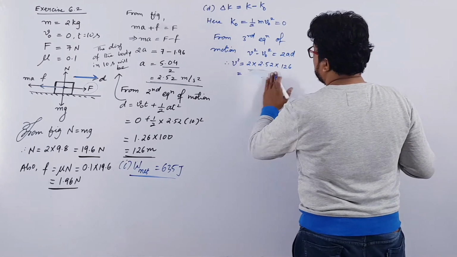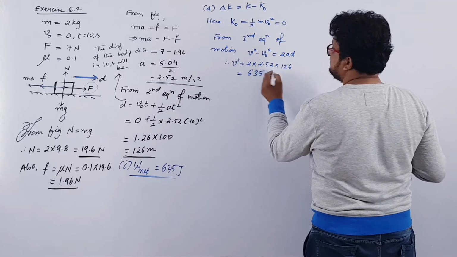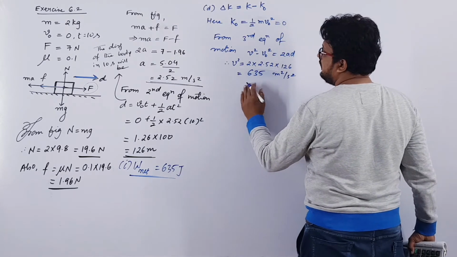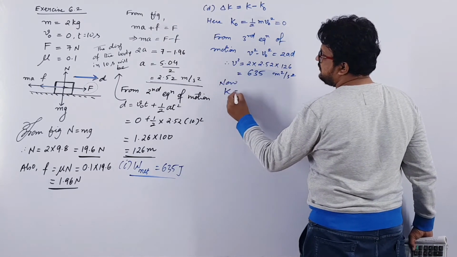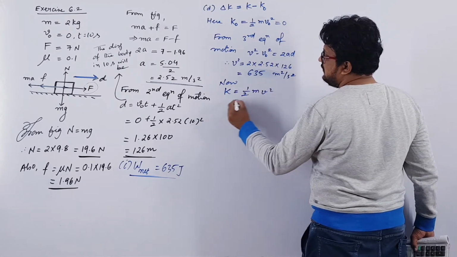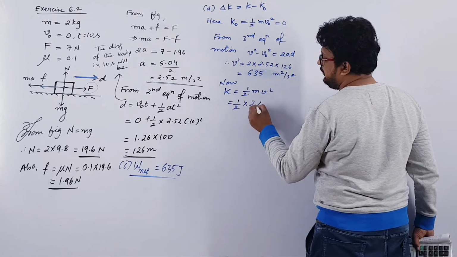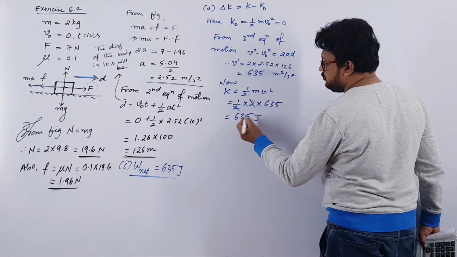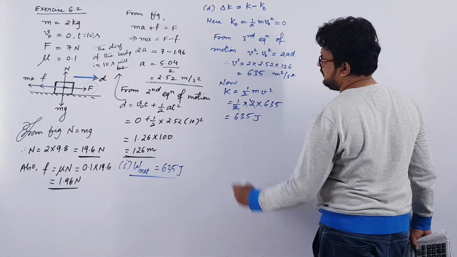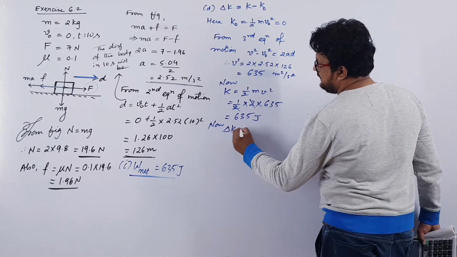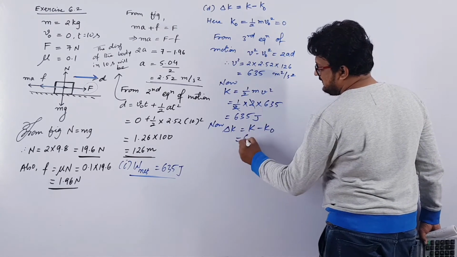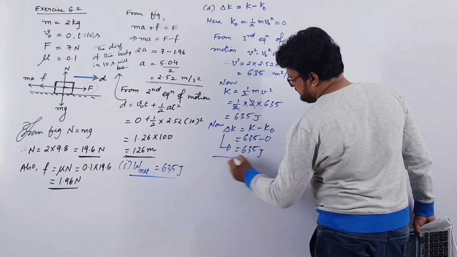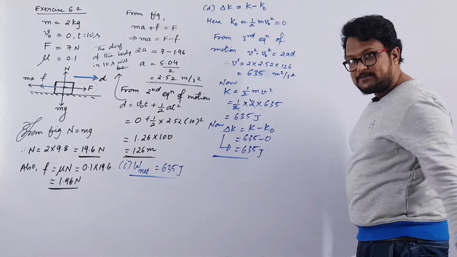You cannot write meter per second here because V square is there, so it is meter square per second square. Now, the final kinetic energy is half m v square, which is half into m, given as 2, into v square, 635. So 2 will get cancelled out, and this is equal to 635 joule. Now, delta K is equal to K minus K naught, that is 635 minus 0, which is 635 joule. So the change in kinetic energy is 635 joule. This is one way of solving this.